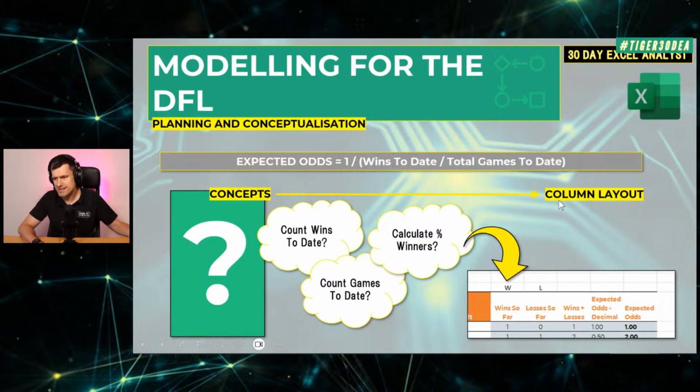Now, can we translate that into a column layout, into the layout that's going to make the calculations easy? This is how I suggest you work through it. So I've got my concepts here, and it's fairly straightforward. They translate, rather not perfectly, but fairly well into column headers. Yes, this is what I suggest you do.